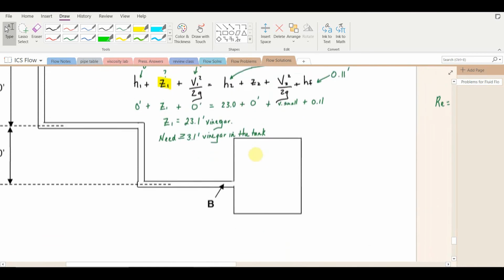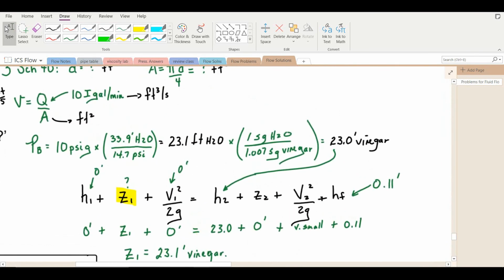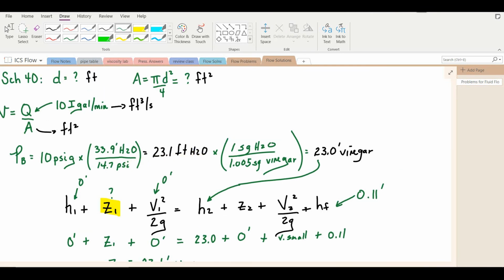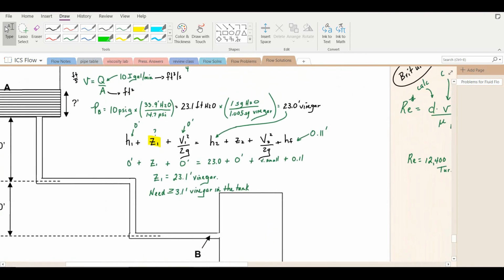The only question is, how do we figure out the pressure at point B as a height of vinegar? So we'll take 10 psi gauge, that's the pressure at point B. Let's make that a height of water using atmospheric pressure, and that's 23.1 feet of water. Now the vinegar is just slightly more dense than water, which means that you need slightly less height of a column. So I'm dividing by the specific gravity of vinegar, 1.005, so it's a very small difference. It becomes 23.0 feet of vinegar instead of 23.1. And that will be the pressure at point B in the unit. I think that's all we need.